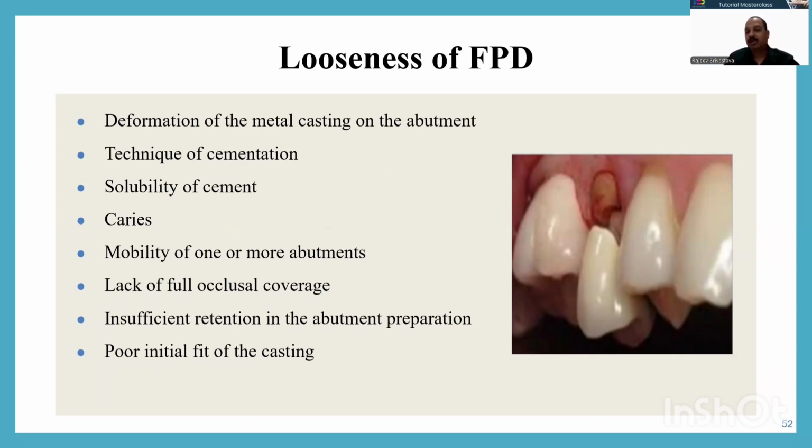If there is a mobility of the abutment, what will happen? One of your retainers will get dislodged, and there will be a constant amount of food accumulation in that retainer, and then there will be looseness, and simultaneously the other retainer also becomes loose. Lack of full coverage, occlusal coverage.